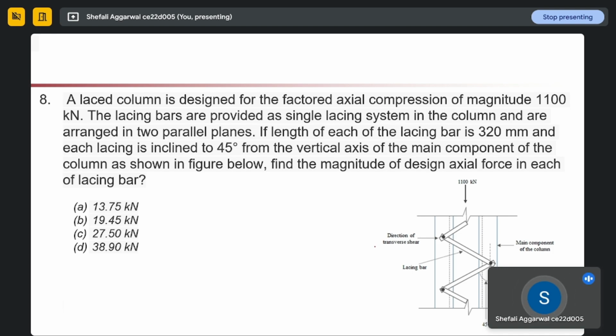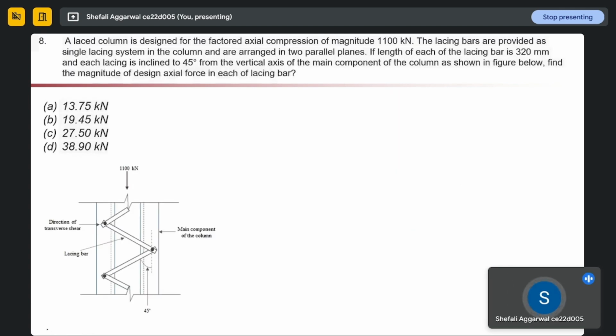So what is given to us? The compressive force is applied at 1100 kilonewton. The angle is given as 45 degrees, and the length of each lacing bar is 320 mm. That's all. And what we have to calculate is the axial force. How will we calculate it? Take 5 minutes and see if you can calculate it.